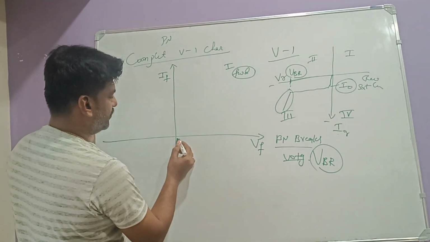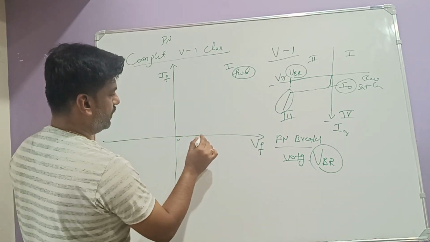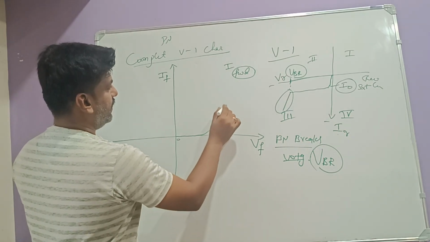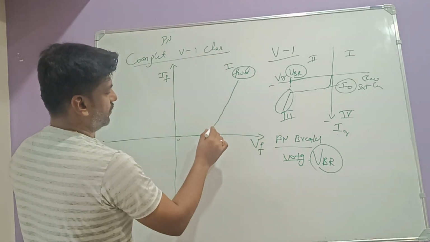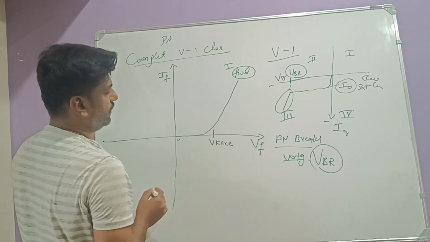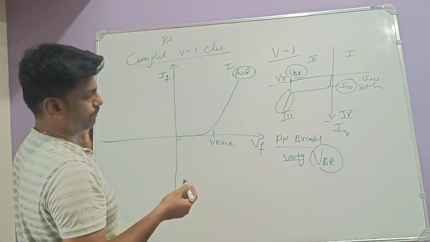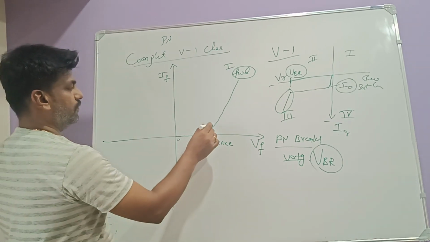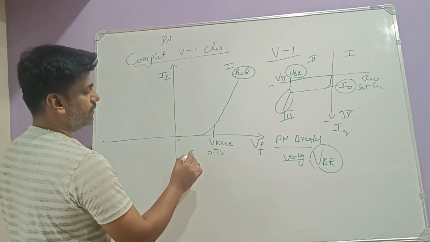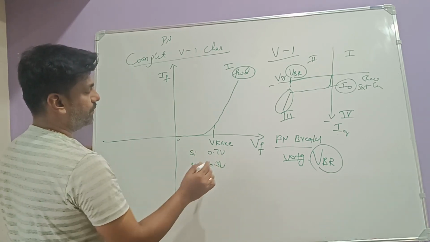How have we drawn this from the origin? Initially, if we start increasing VF, the current IF will increase like this, and it is exponential. This point we have mentioned as the knee voltage, the voltage at which the diode will start conducting, right? We know that this is 0.7 volts for silicon. For germanium, it is 0.3 volts, right?